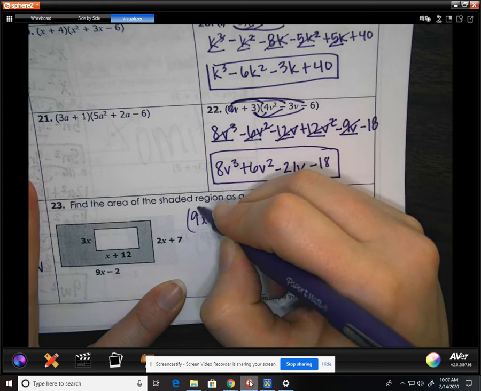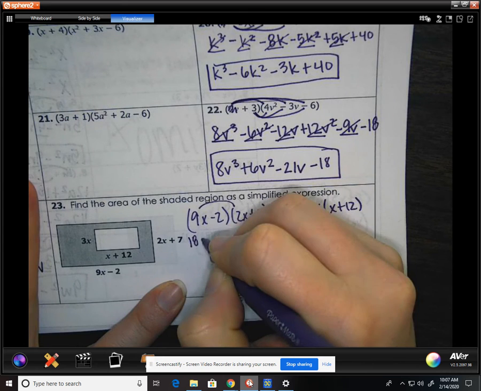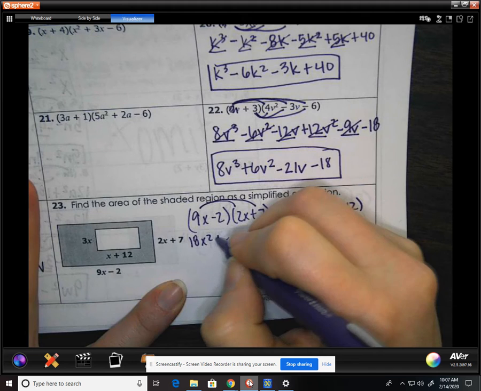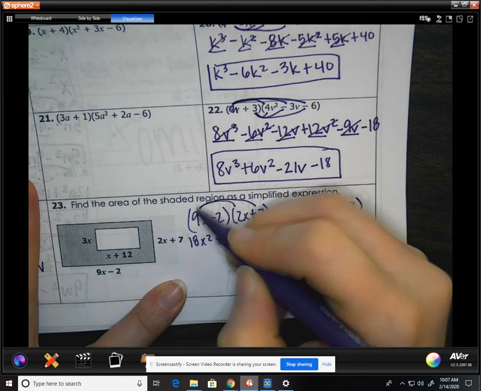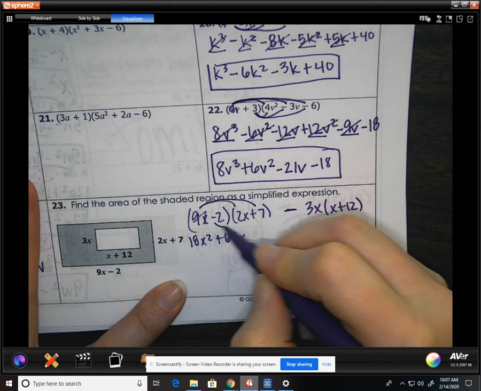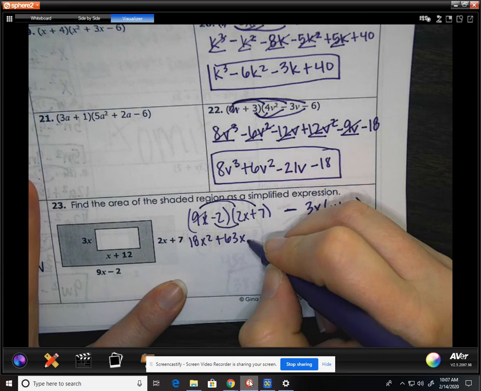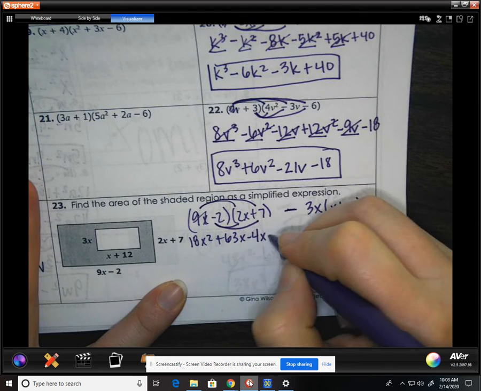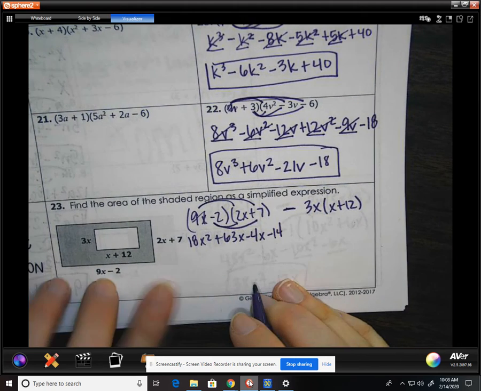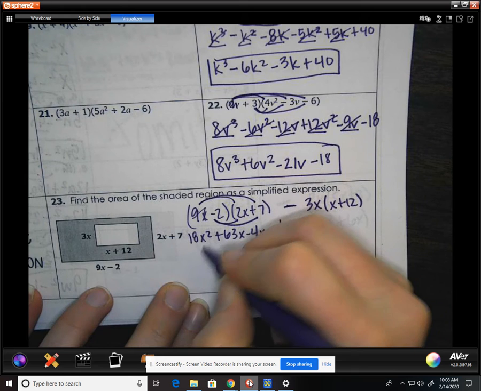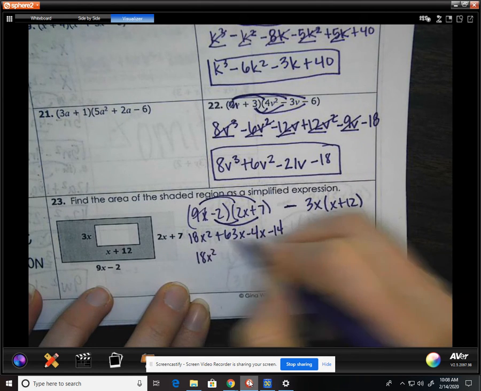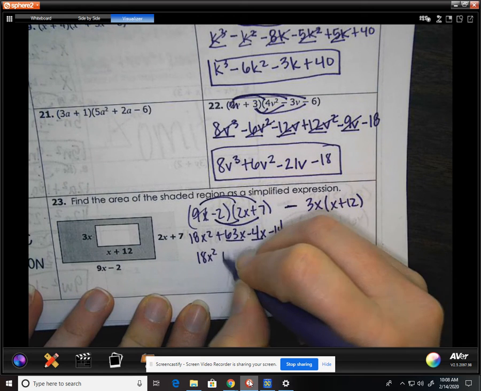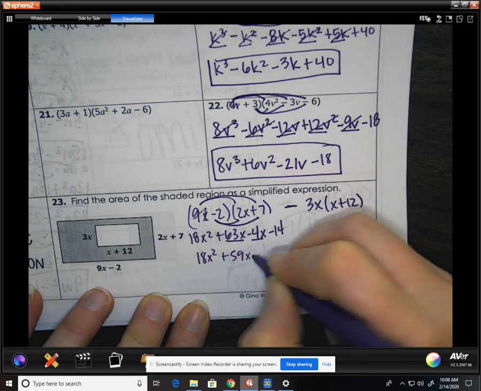So 9 times 2 gives me 18, and x times x makes x squared. 9 times 7 gives me 63, and I keep the x. Done with the 9x. Moving to -2. -2 times 2 gives me -4, and I keep that x. And -2 times 7 gives me -14. So now when I combine these, I keep my 18x squared because there's no other x squareds. 63 and -4 come together to make a positive 59x, and I keep -14.